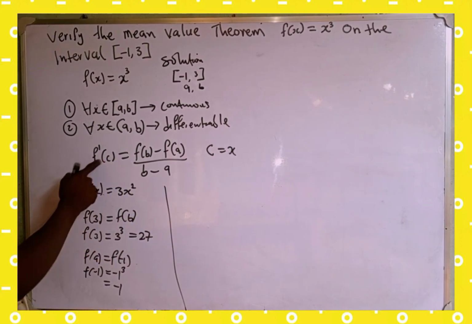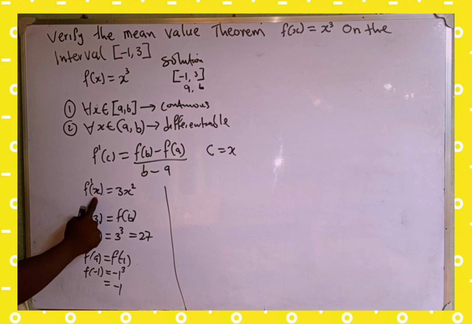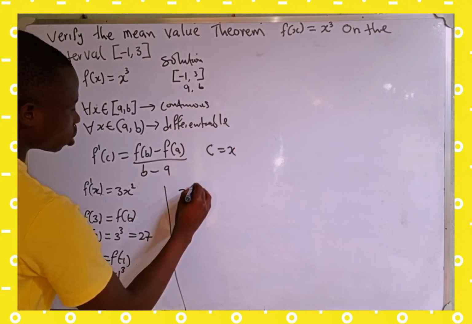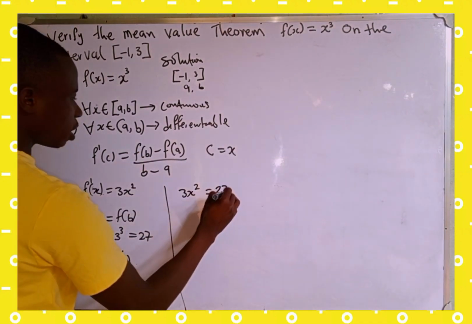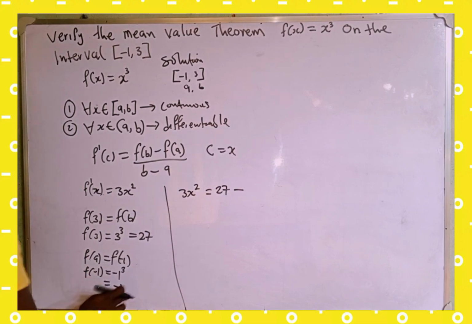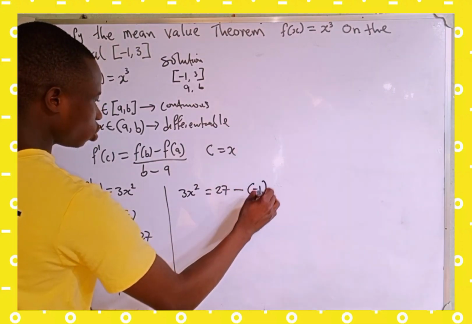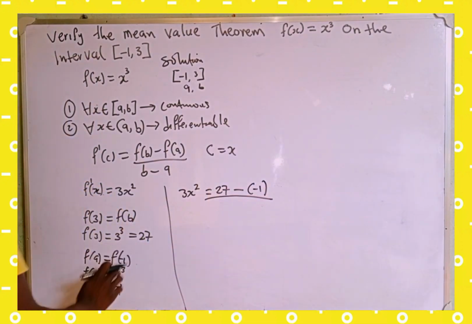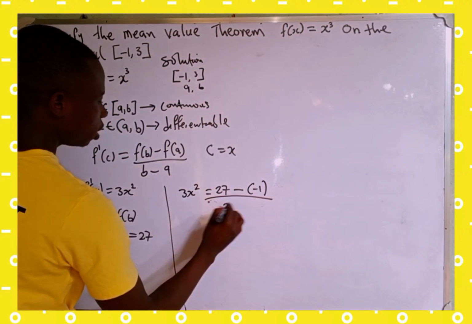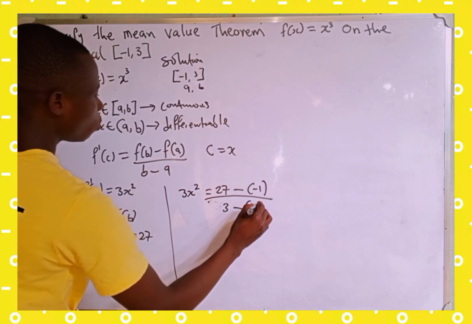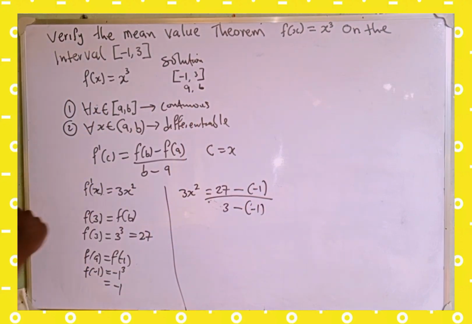The first one is f prime of c, which is the same as f prime of x, because c is equal to x. That is 3x squared, which is equal to f of b, which is 27, minus f of a, which is negative 1, over b minus a. B from the question is 3 minus negative 1, because a is negative 1.